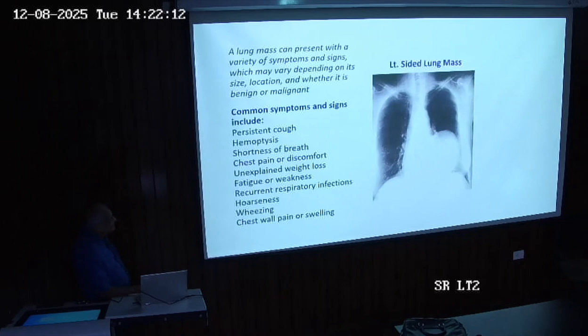This is a picture showing a left lung mass. You can see here collapse of the lung. Lung mass can present with a variety of symptoms and signs, which may vary depending on its size, location and whether it is benign or malignant. Symptoms are persistent cough, hemoptysis, shortness of breath, chest pain or discomfort, unexplained weight loss, fatigue or weakness, and of course respiratory infections which sometimes become frequent.